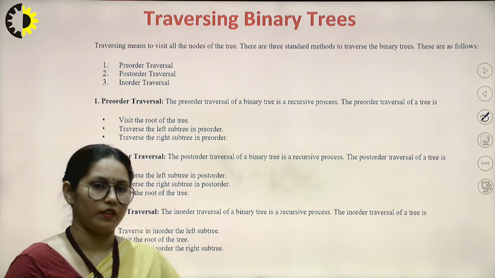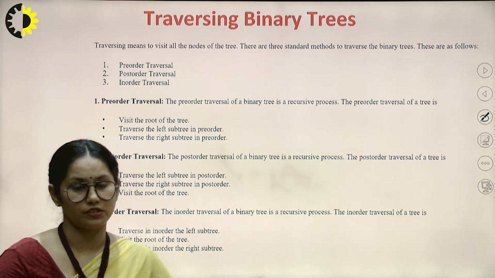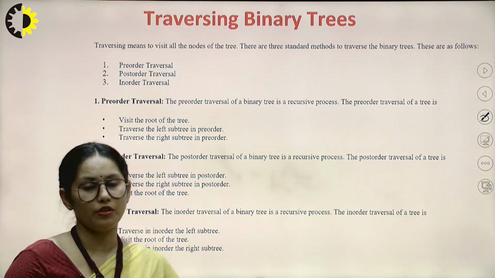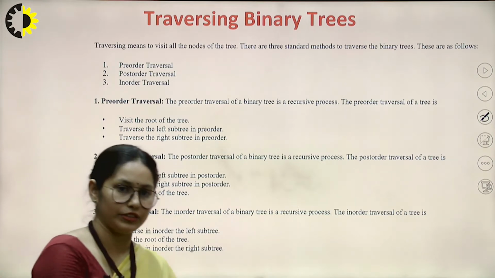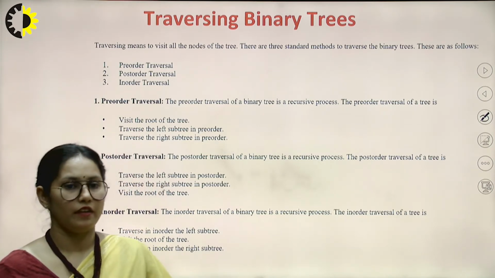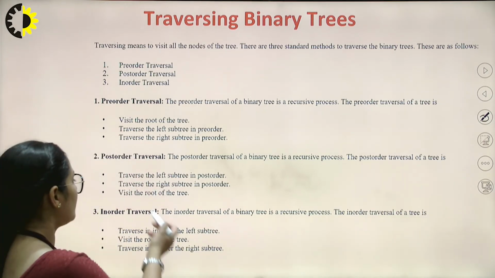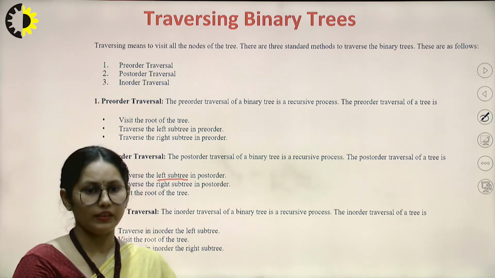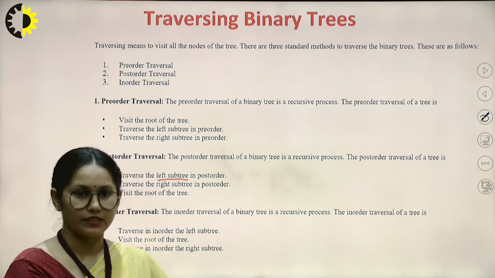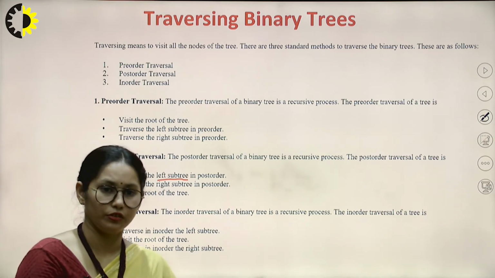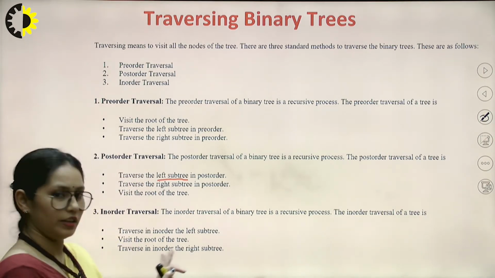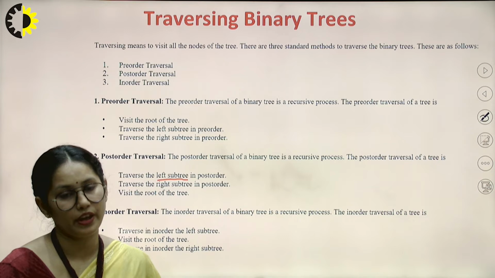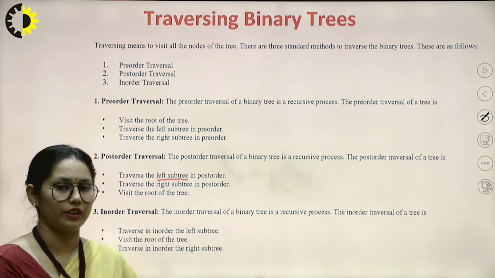So what is pre-order traversal? In pre-order traversal, you have to visit the root of the node first, and then you have to traverse the left side and then the right side. While in post-order, what you have to do is traverse the left subtree first, then traverse the right side, and in the last, visit the root node. And in in-order, you have to traverse the left side first, then visit the root node, and in the last traverse the right side.